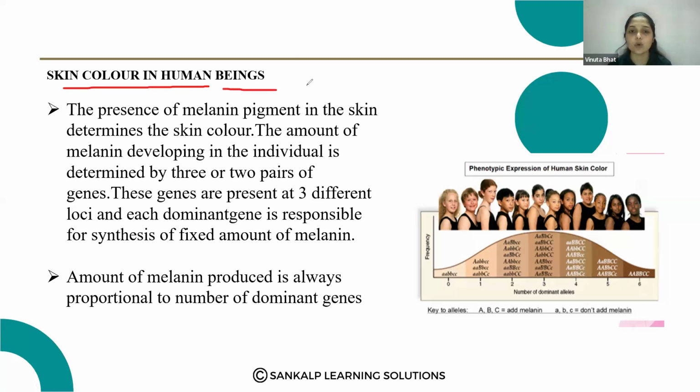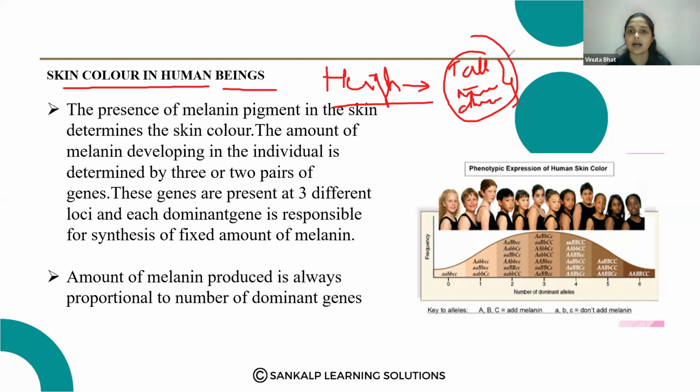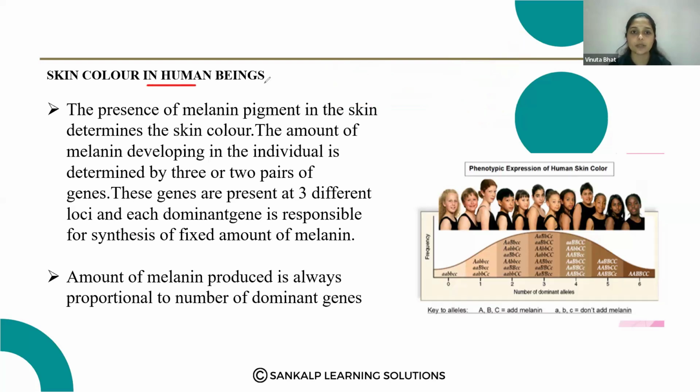And one more very important example is the height of humans, right? Some are tall, some are dwarf, and some have medium height. So there are different types of heights in human beings. The height of a human being is a single character, but it is controlled by more than two genes, which is termed polygenic inheritance. The skin color in human beings is also a very good example.